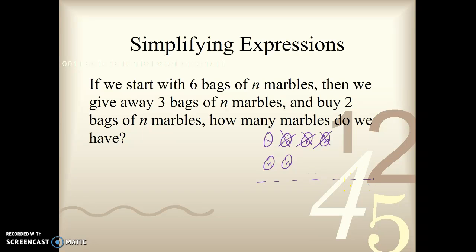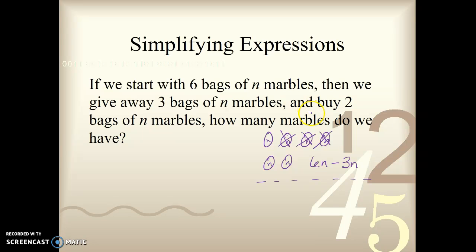Let's draw a line under here just to kind of help us keep our steps straight here. So first I started with 6n, right? Then it said we gave away 3 bags of n marbles. Okay, so I've got 6n. Now I'm going to give some away. I'm going to give away 3n bags of marbles. So that's where I'm at this point.